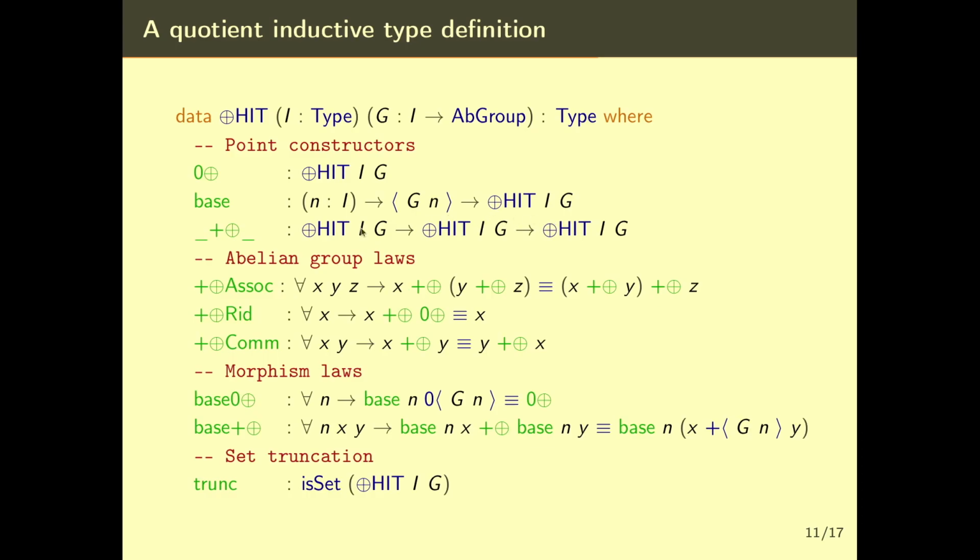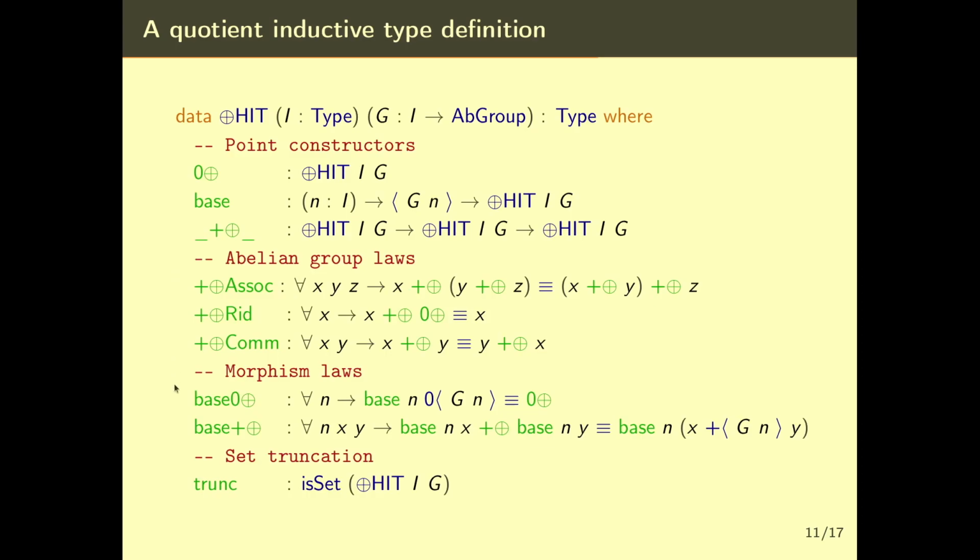So basically, you can just think of base as the sequences that have zeros everywhere except in the nth position, which has a coefficient that may be null or not. Then you want an abelian group structure, so you add a 0, you add a plus, and you add the usual laws: associativity, right identity, and commutativity.